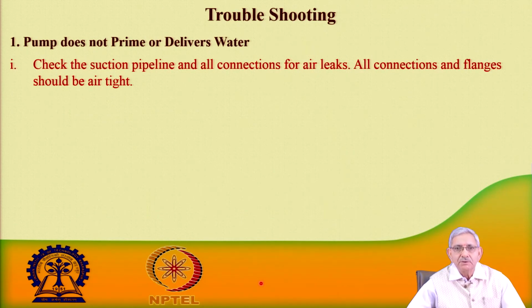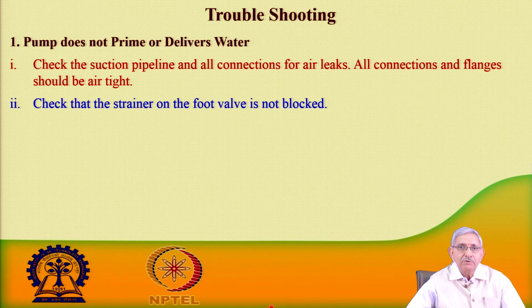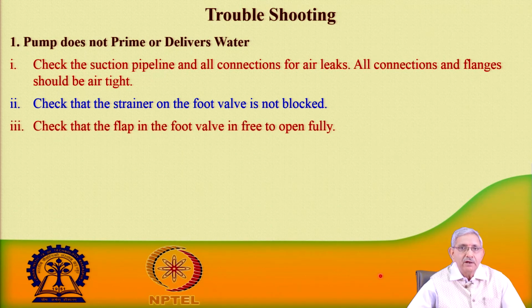There are some problems while we are operating the system, and if so, please refer to the notes which I am giving here, but I am giving just some of the points. The pump does not prime or deliver water. What could be the reason? Check the suction pipeline and connections for air leaks. If air is entering the pipeline, it will not work, so it should be airtight. Also one should see whether the foot valve has got blocked. This could be another reason.